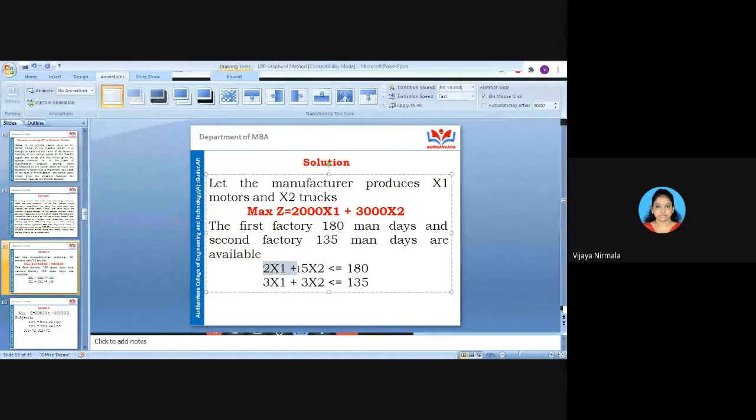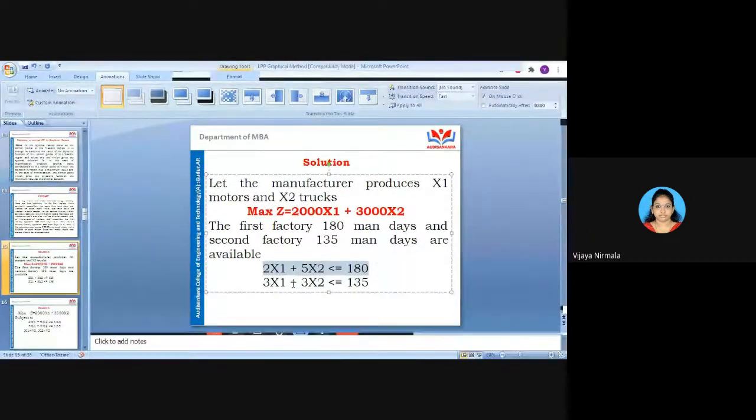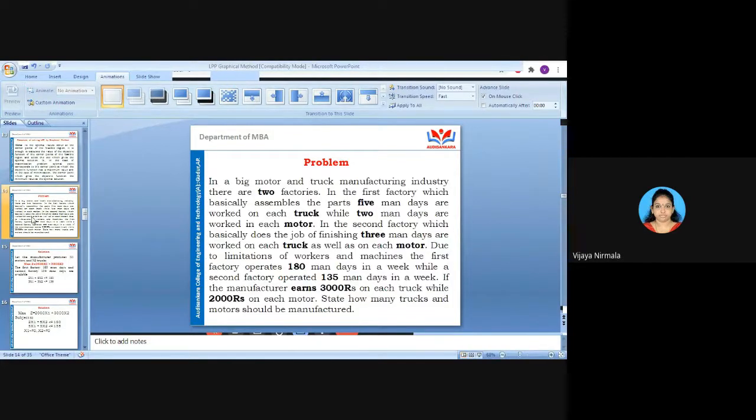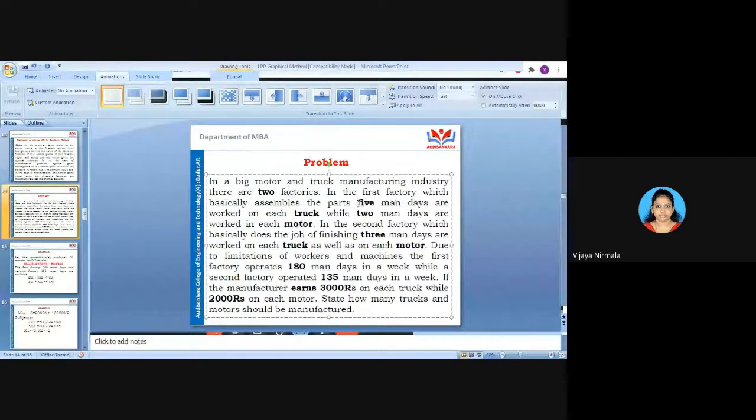2x1 plus 5x2 less than or equal to 180. So for the first factory, it is 180, right? For 180, how many days are required? 2 man days for motor and 5 man days for truck. So 2x1 plus 5x2 less than or equal to 180.